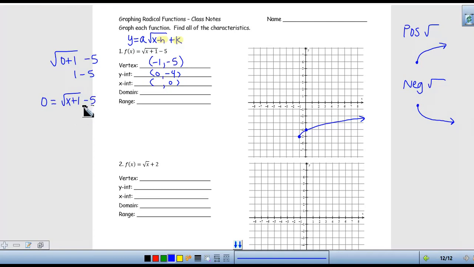To solve this equation, the first thing we want to do is isolate our radical. We're going to add 5 to both sides. So I've got 5 equals the square root of x plus 1. Now, since I need to get rid of the square root, I'm going to square both sides, which gives me 25 equal to x plus 1. Finally, I'll subtract 1, so x is equal to 24.